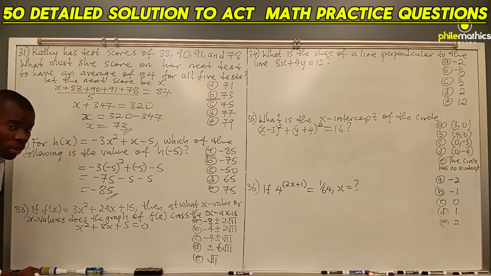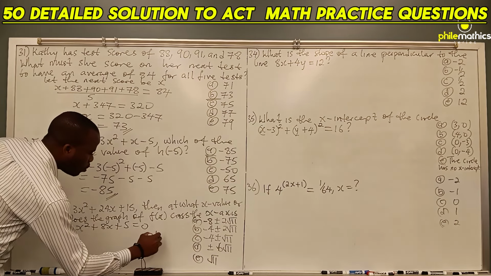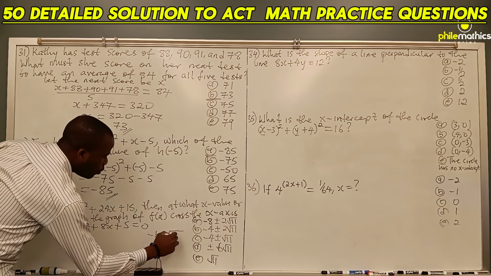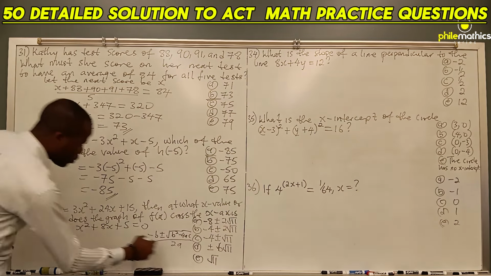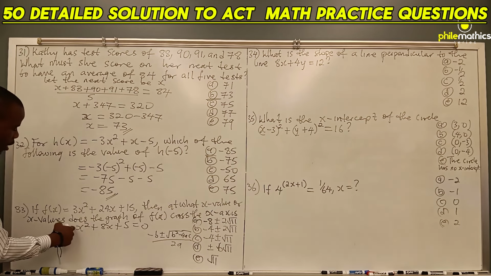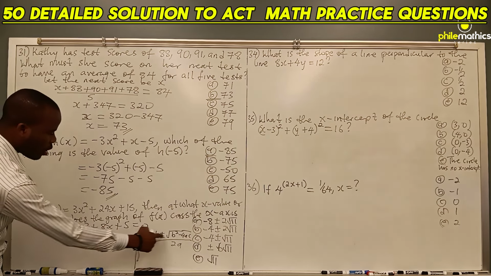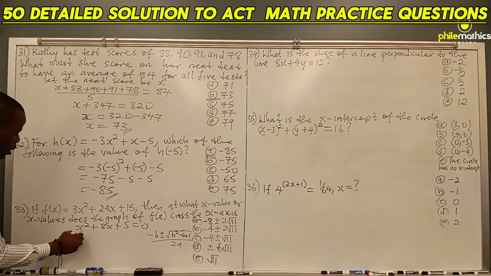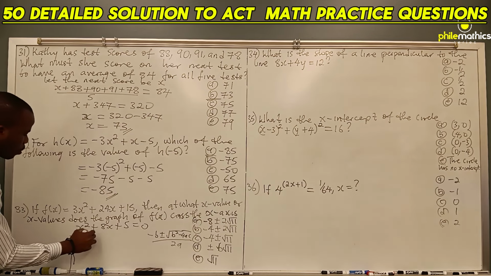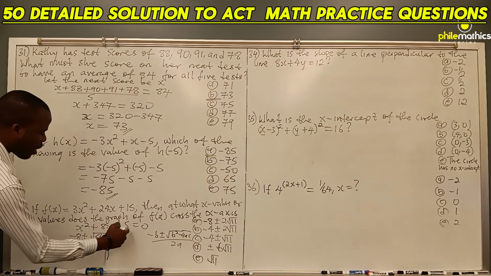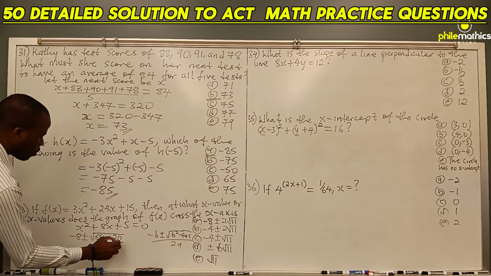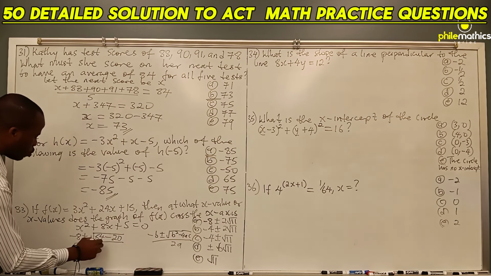We will solve using the quadratic formula, which is minus b plus or minus square root of b squared minus 4ac all over 2a. So this is b, a is 1 and c is 5. Minus b will be minus 8 plus or minus square root of b squared, which is 8 squared, 64, minus 4 times 1 times 5, which is 20, over 2a. A is 1, so this is 2.